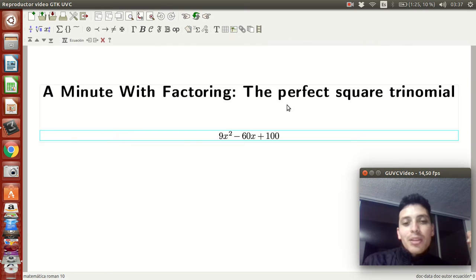This is the trinomial that we're going to factor. We have the first part with a square, the middle part with a negative, and the third term with a number.